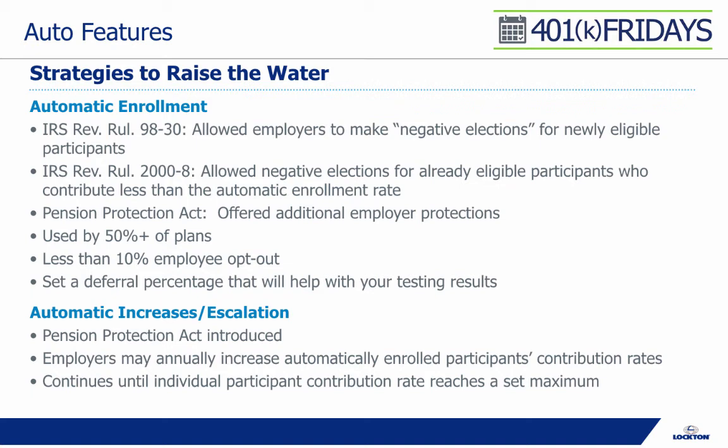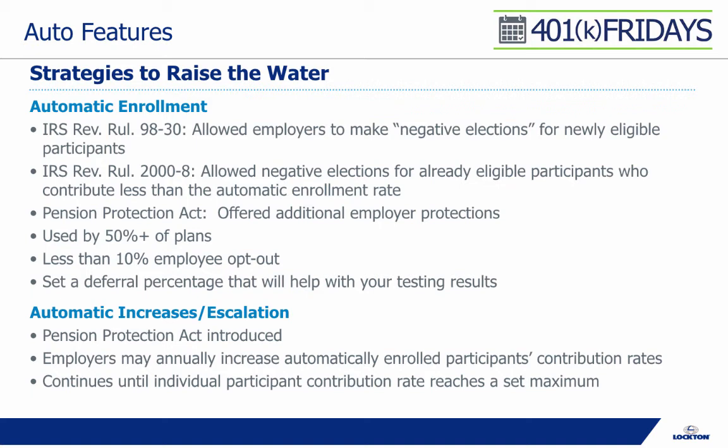We referenced automatic enrollment briefly, but let's talk about automatic enrollment and automatic increases or escalation as strategies to raise the water and close the gap between the non-highly compensated and the highly compensated actual deferral percentages. Now, automatic enrollment originated back in 1998, and it allowed employers to make negative elections for newly eligible employees. In 2000, the IRS further amended this and allowed negative elections for eligible participants who contribute less than your automatic enrollment rate. So this is coming back to the concept of plan re-enrollment.